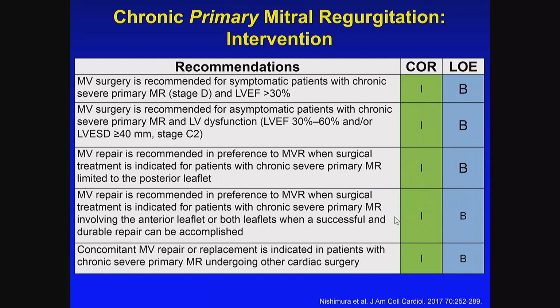Mitral repair is recommended in preference to replacement when there's severe primary MR restricted to the posterior leaflet, and repair is recommended when both leaflets are involved or there's anterior leaflet involvement, provided that a repair can be accomplished. And concomitant mitral valve repair or replacement is indicated in patients with chronic severe primary MR undergoing other cardiac surgery. For example, a patient who needs a bypass operation and happens to have mitral valve prolapse with regurgitation should get it fixed at the time of the bypass.